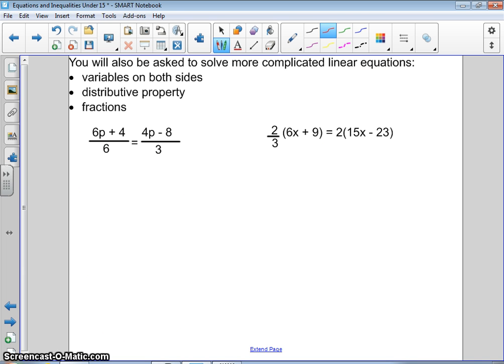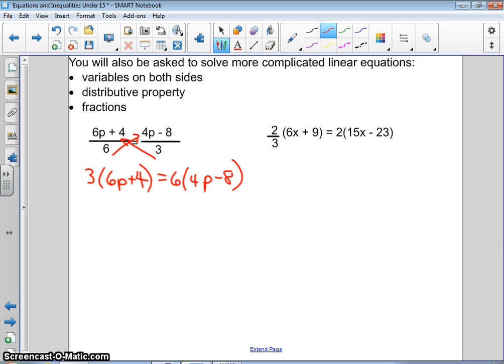It seems like every year on the SOL test, they put one very hard equation on there for you to solve. And here are some examples off of previous SOL tests. The first one, we've got a couple of complex fractions here, or tough fractions. 6p plus 4 over 6 is equal to 4p minus 8 over 3. When you get a problem like this, it's important to remember that little trick about cross multiplying. So we're going to cross multiply here. 3 times 6p plus 4 is equal to 6 times 4p minus 8.